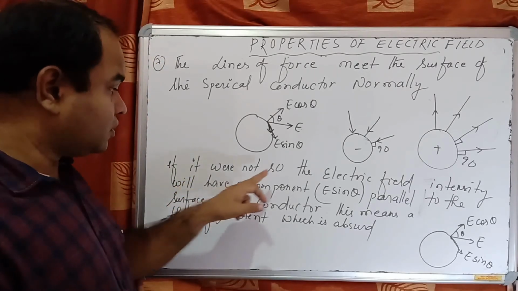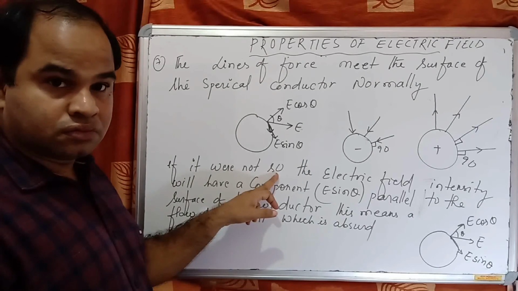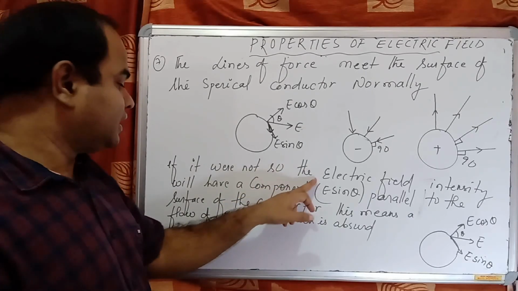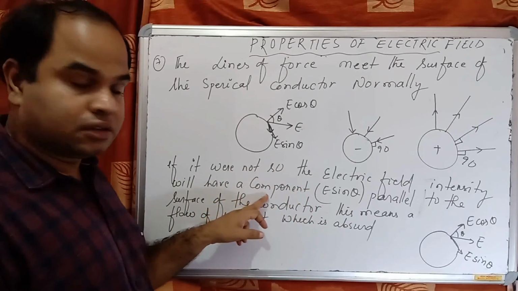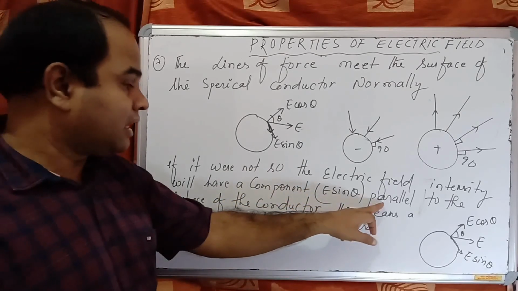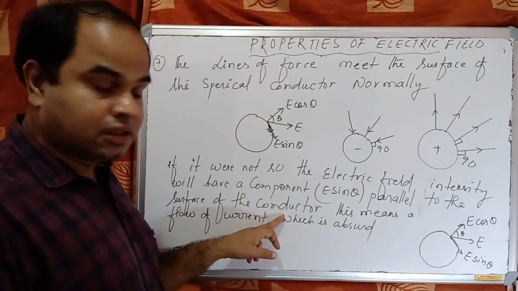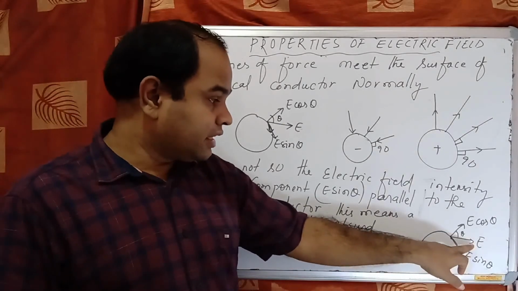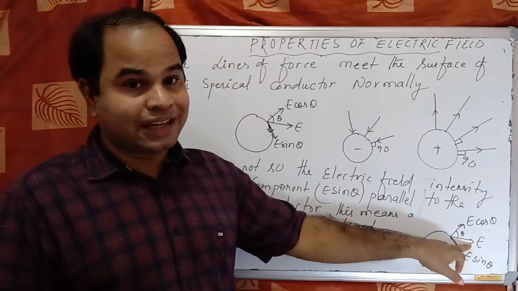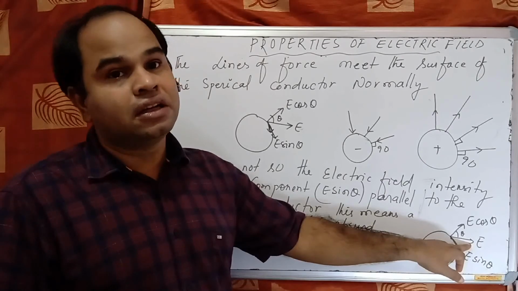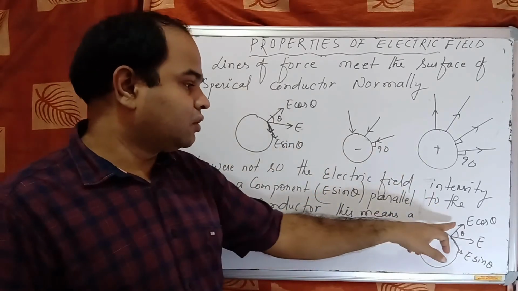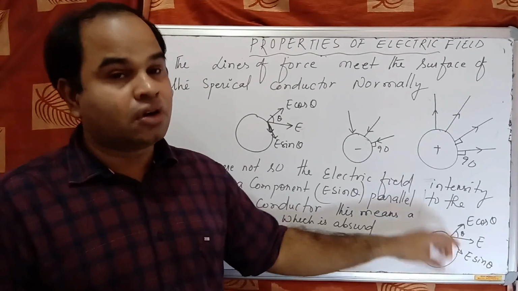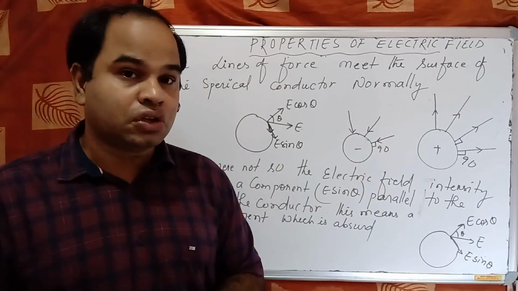If it were not so, the electric field intensity would have a component E sin theta parallel to the surface of the conductor. This means a flow of current, which is absurd. So if the electric field makes some angle theta with the surface, there are two components: E cos theta, which is perpendicular to the surface, and E sin theta, which is parallel to the surface, or moves inside the conductor, which is not possible.